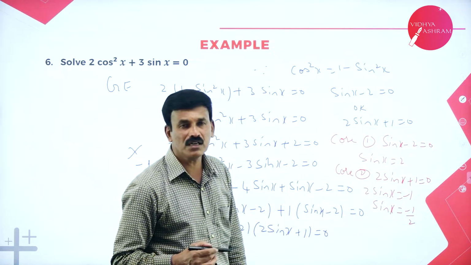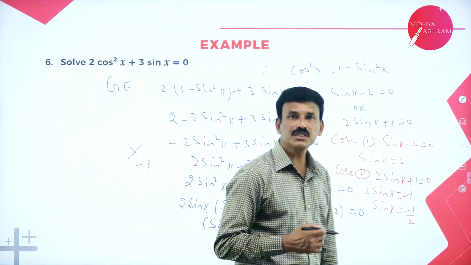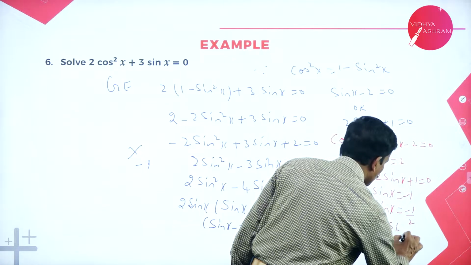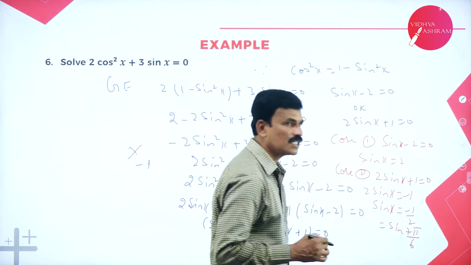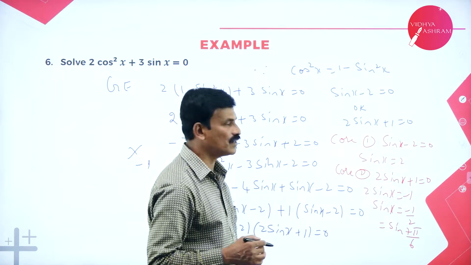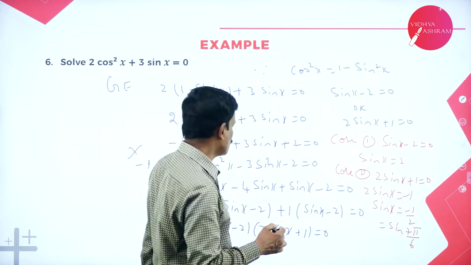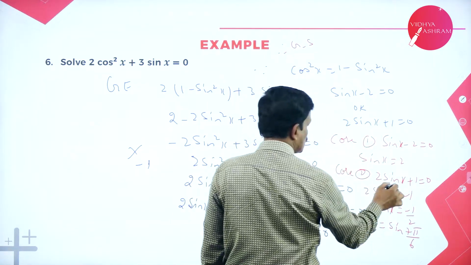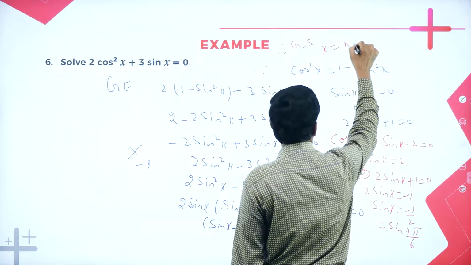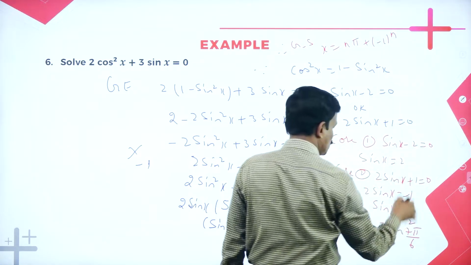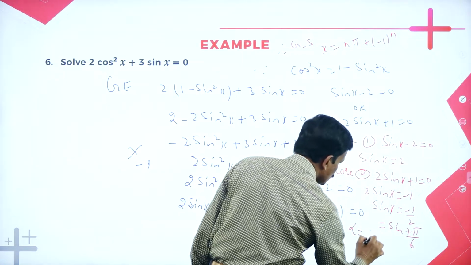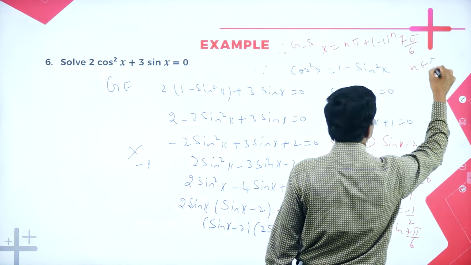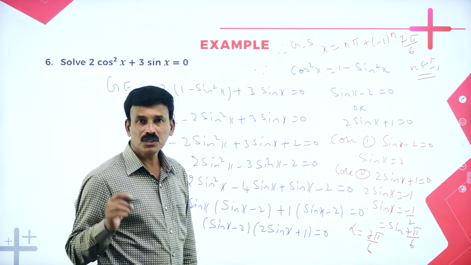So just find out the value of x which satisfies this equation. This is equal to sine of minus 1 by 2 is equal to sine of 7 pi by 6. That is, pi by 6 is nothing but 30 degrees, and 30 into 7 is 210 degrees. So therefore the general solution for this is x is equal to n pi plus minus 1 to the power of n into alpha. Here alpha is equal to 7 pi by 6, where n belongs to any integer. That's it. So I think you follow this problem.